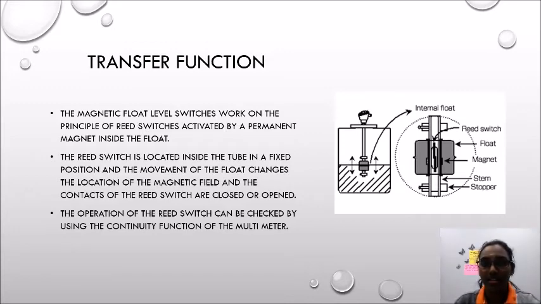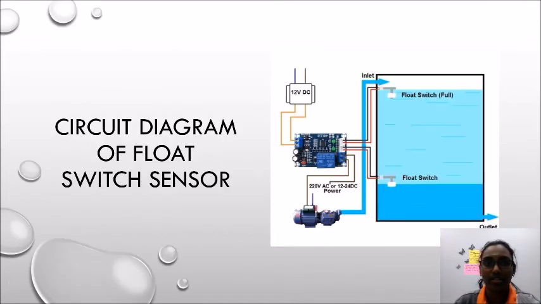And this is the image. Here is the reed switch, float, magnet, stem and stopper. All of this will be in the internal float here. Let's see the circuit diagram of the float switch sensor. This is the Arduino circuit diagram of the float switch sensor.